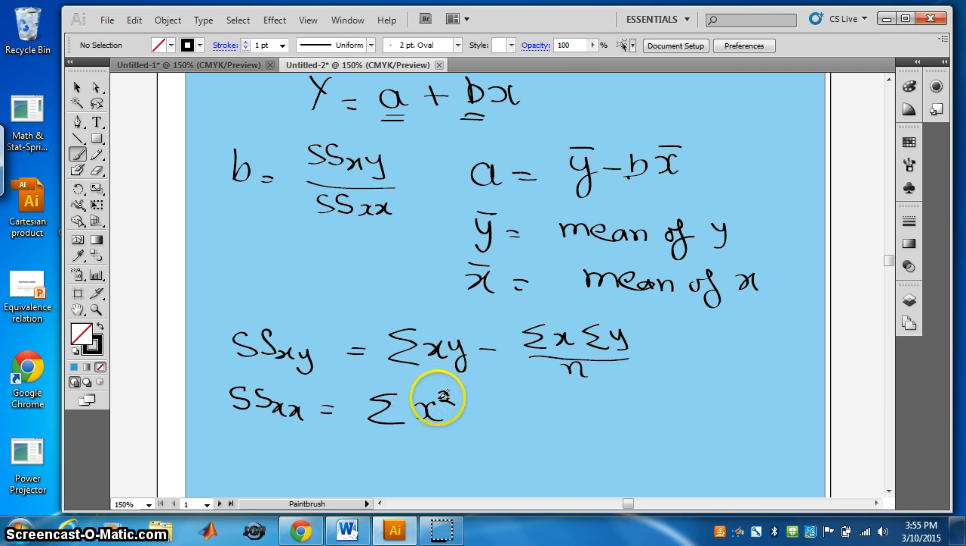First find the square of x and then find the sum, minus, see the difference here, it is sigma x whole square, that means the bracket is there. So first find the sum of x, then take the square, divided by n. N means how many numbers are there.